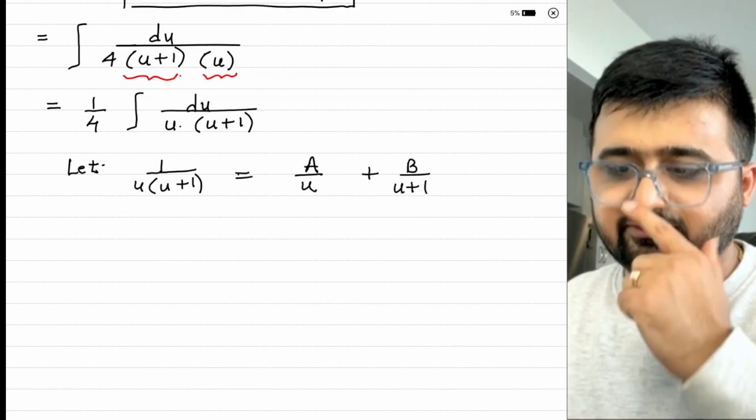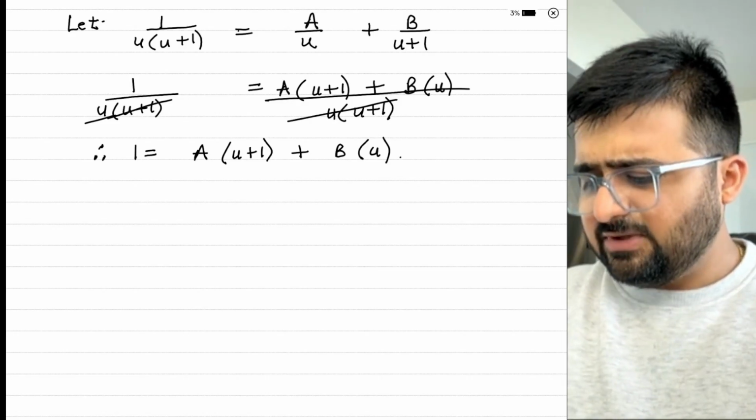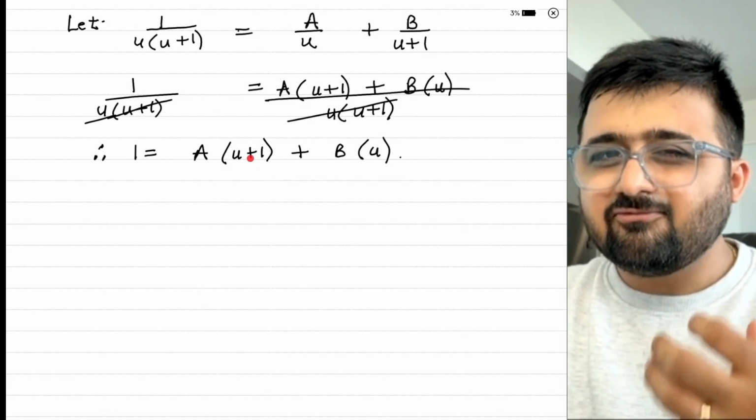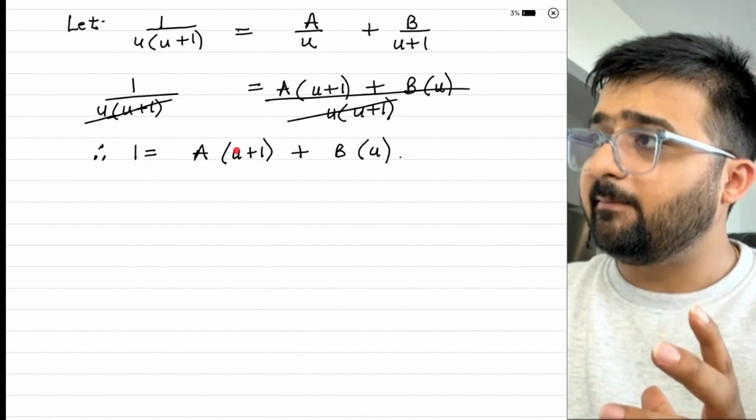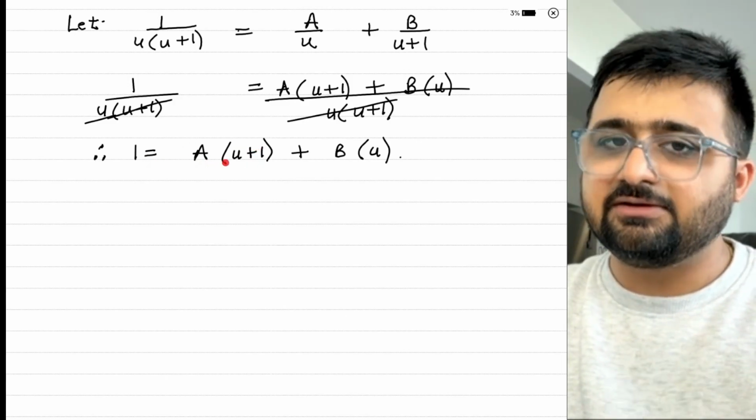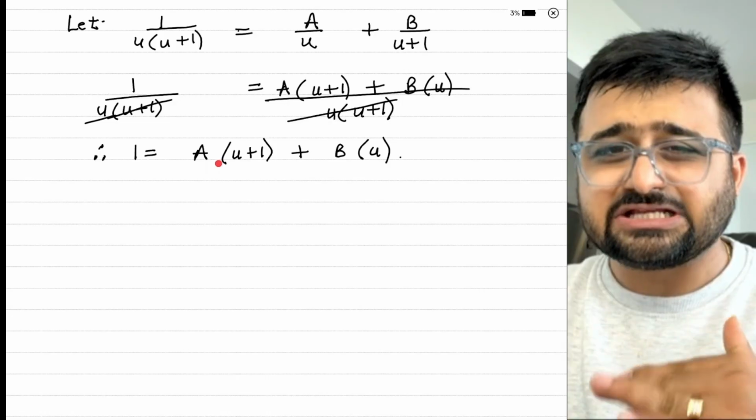Now let's find the values of a and b. In order to find the values of a and b, what I like to do is assume some random values of u. Many people also like to compare this equation on both the sides and find the values of a and b. It's not incorrect, but I find it extremely inefficient.